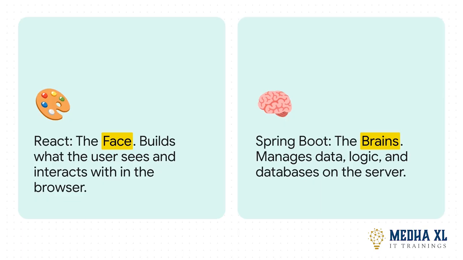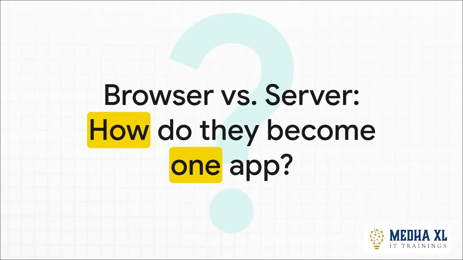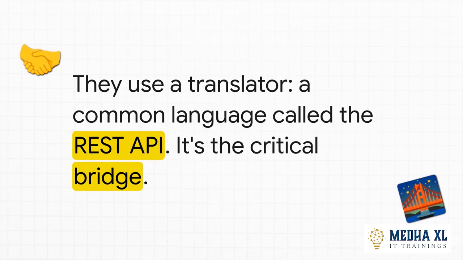Now, both of these are absolute pros at what they do, but they start out living in completely different worlds. So that kind of begs the big question, right? If the face lives in the browser on your computer, and the brains live on some server miles away, how in the world do they talk to each other to become one single working application? Well, the answer is actually pretty elegant, they use a translator. And in the world of web development, that translator is called a REST API.